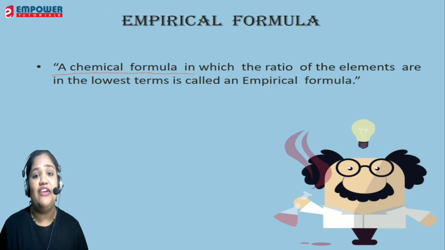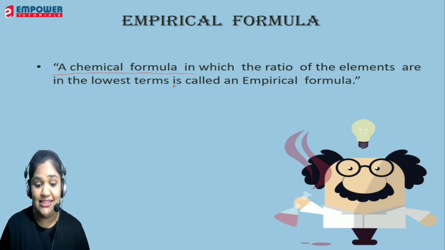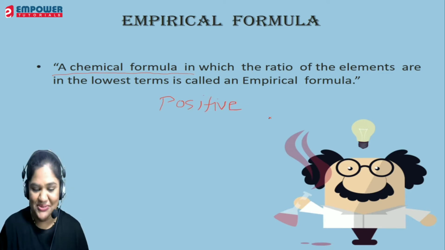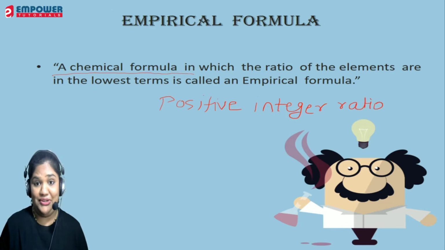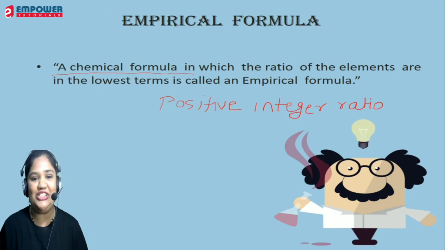Or in a simple way we can say that empirical formula is nothing but the positive integer ratio of atoms present in a compound. So you can write it down here as positive integer ratio. So students, it is the positive integer ratio of atoms present in a compound. For that, let's take one example here.